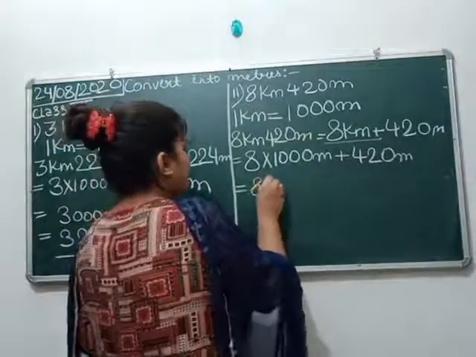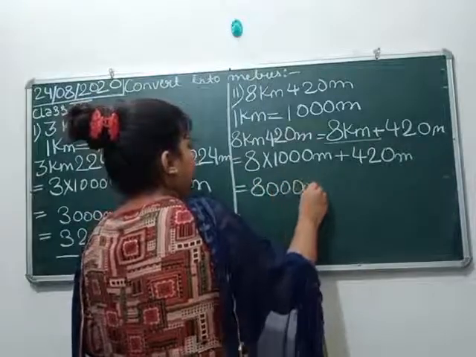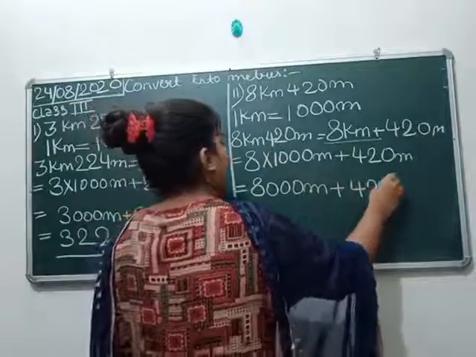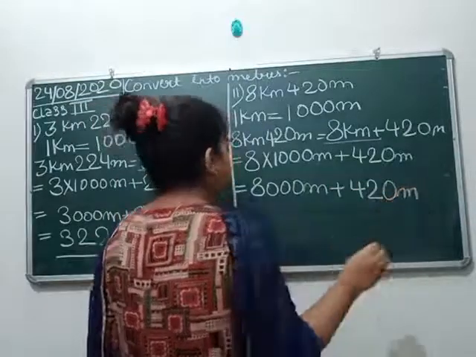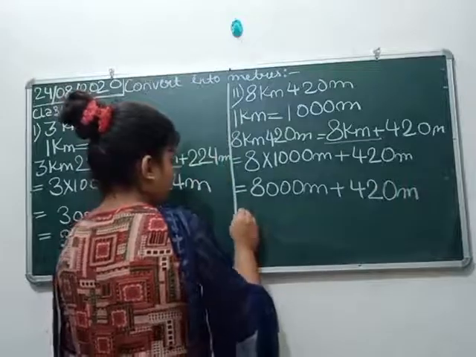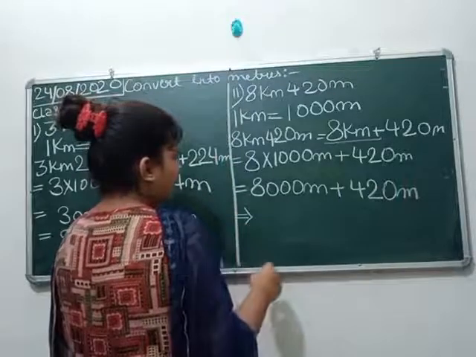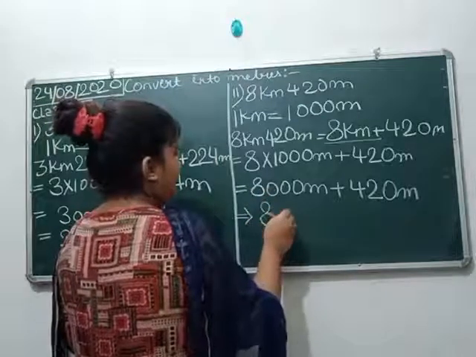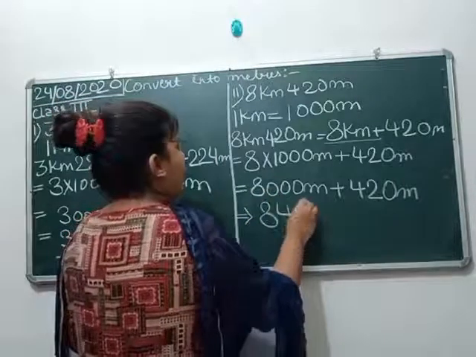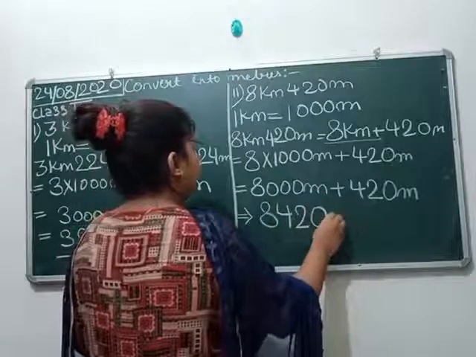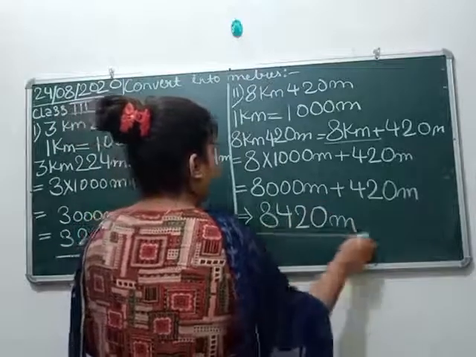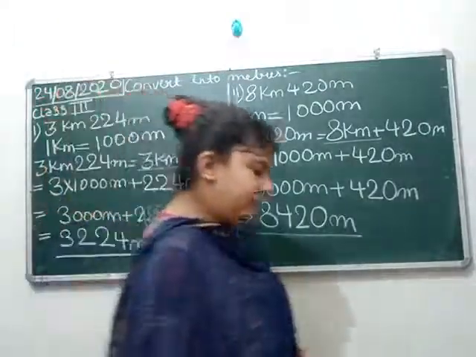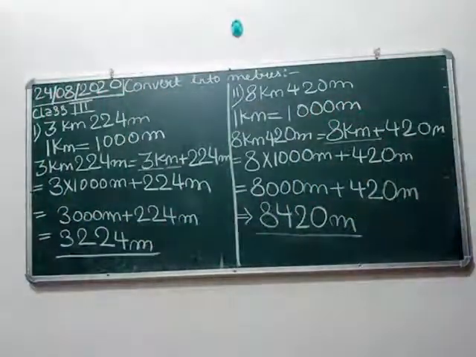See, 8000 meter, and we will add here 420 meter. Now 8000 plus 420 will give us 8420 meter. This is our answer. Okay, note it down, then I will explain this to you all. Come on, note it down.